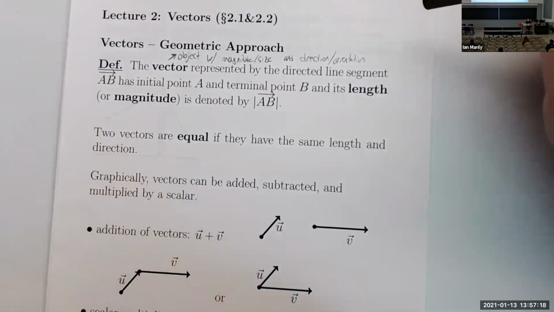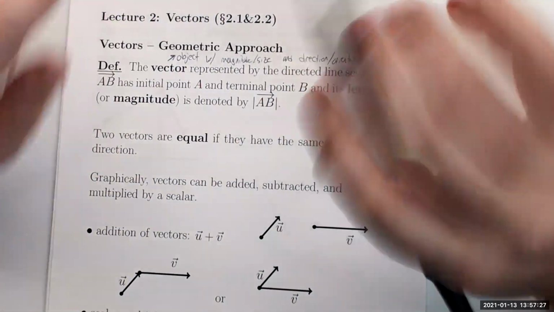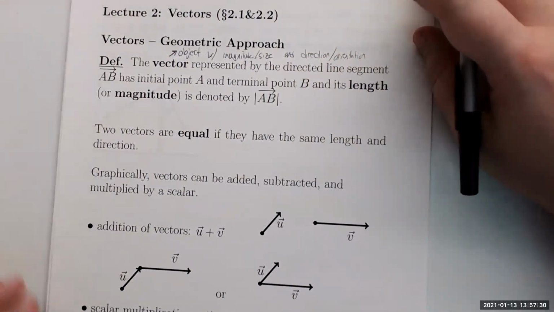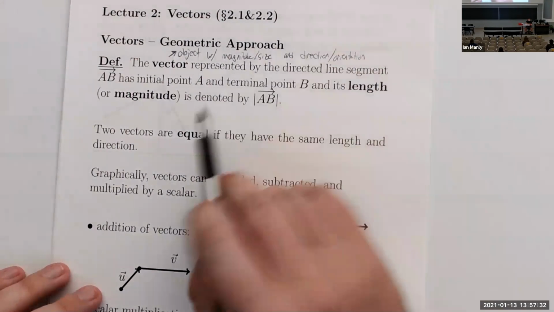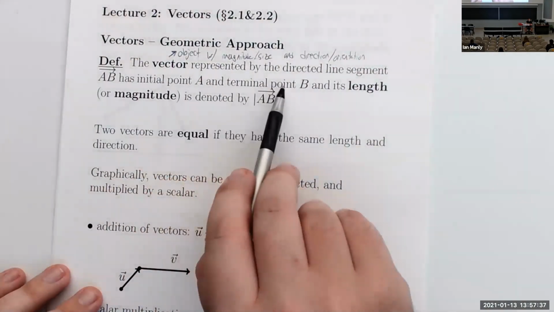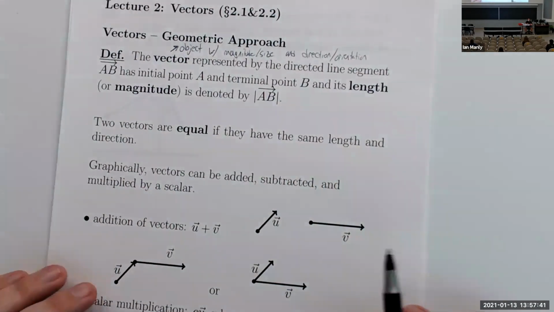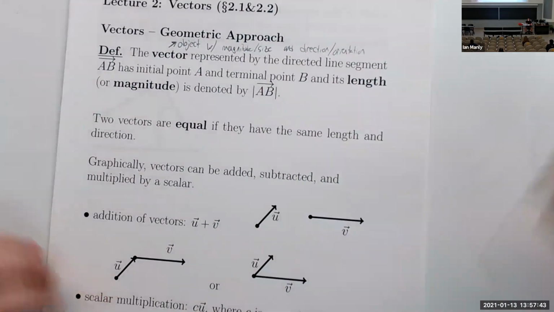And as we're going to see a lot later, vectors are an important tool for us to understand calculus in 3 or more dimensions. So that's why we're going to learn about the basics of them here. A vector represented by the directed line segment AB has initial point A and terminal point B, and its length is denoted with this. Whenever you see an absolute value sign, that's indicating how long your given vector is.